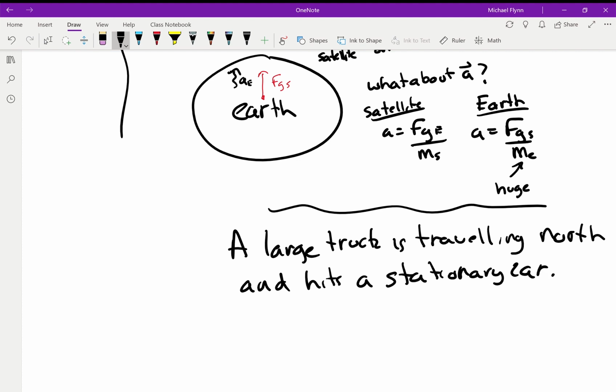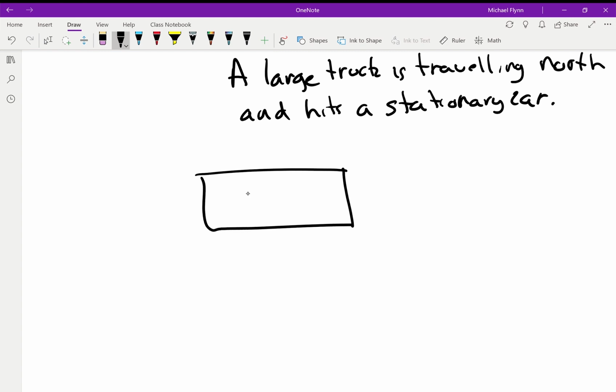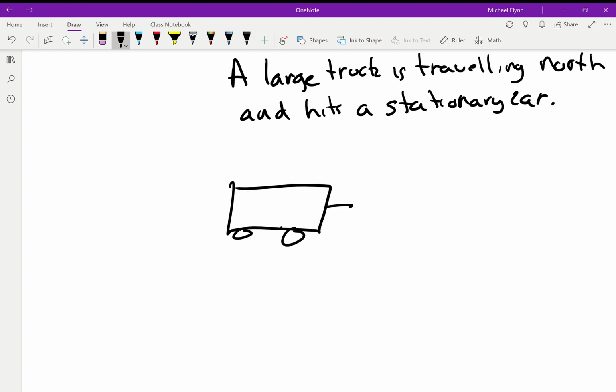Okay, so there's a collision. Now, does the truck exert a force on the car? Absolutely. Okay, so here I'll draw a little picture. Here's your big truck. It's traveling forward like this, and then it hits this tiny little car. So here comes the truck, and it's going to hit this car.